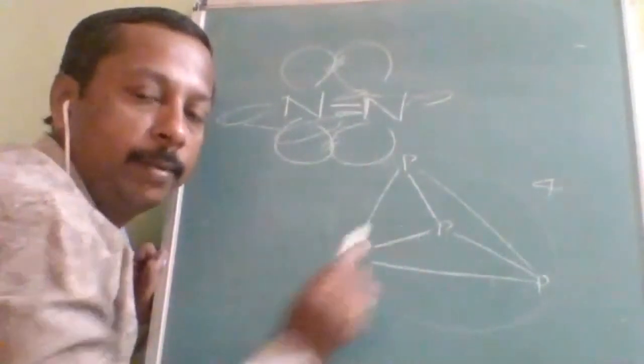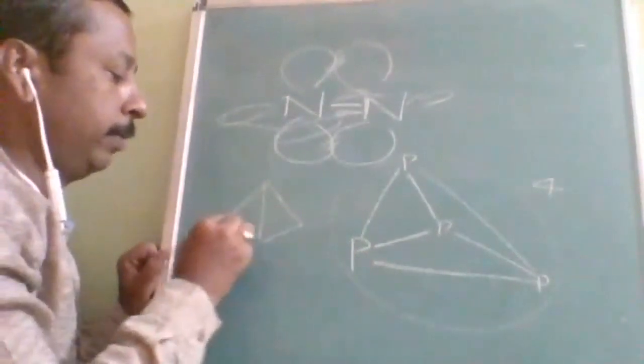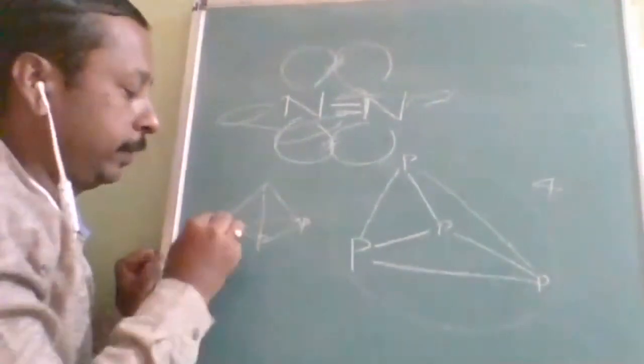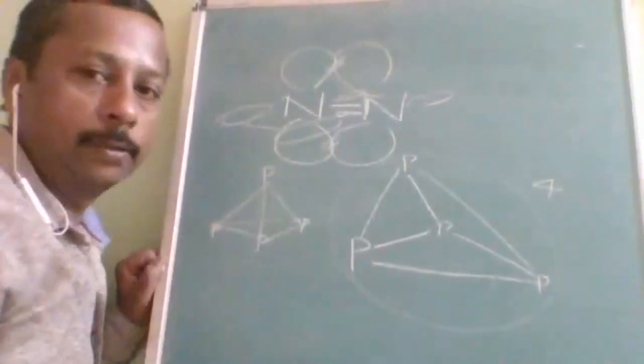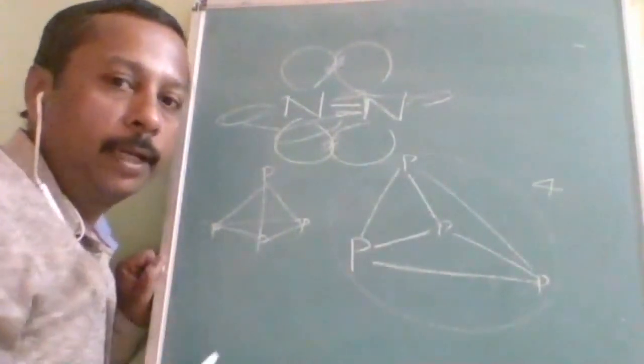Tetraatomic. It is pyramidal in shape. It will be a pyramid like this: one phosphorus, second phosphorus, third phosphorus, fourth phosphorus. This is the only way it can complete its trivalency.